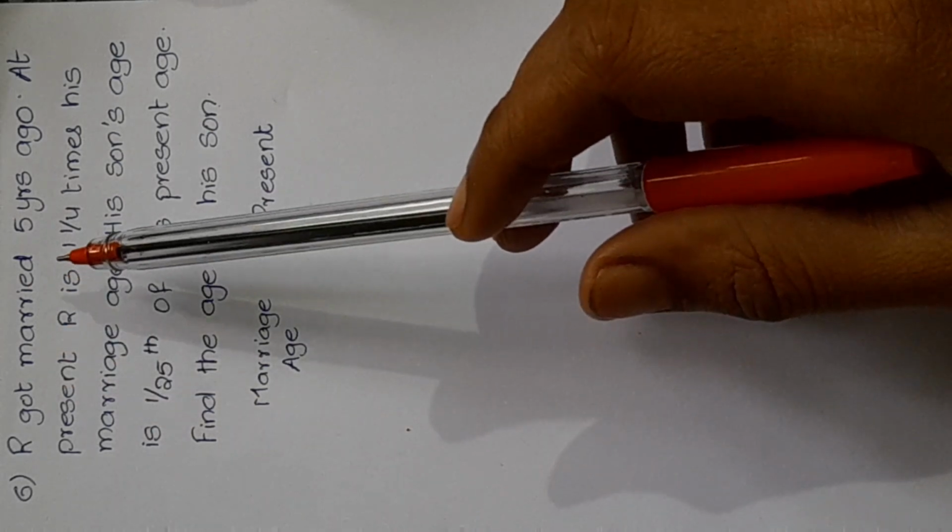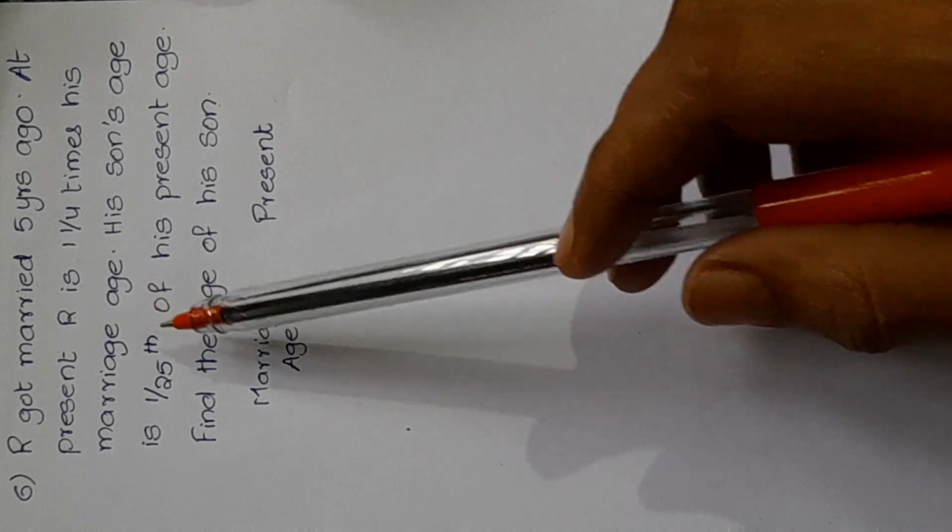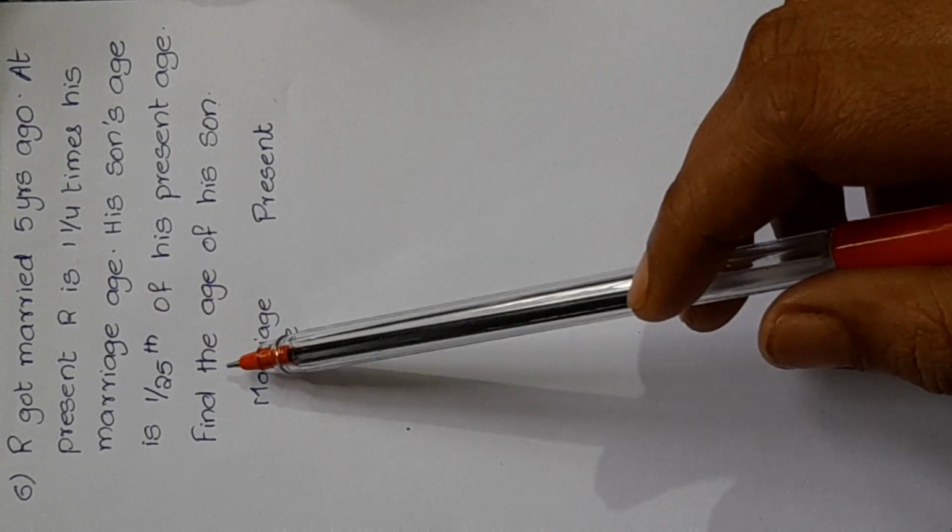Sixth question. R got married 5 years ago. At present, R is 5 by 4 times his marriage age. His son's age is 1 by 25th of his present age. Find the age of his son.